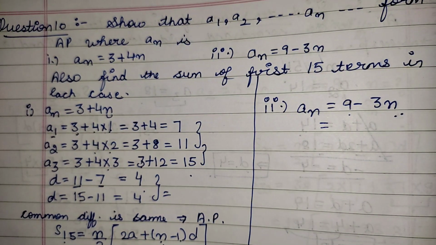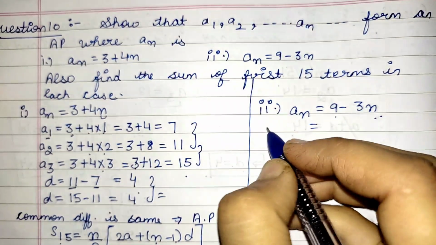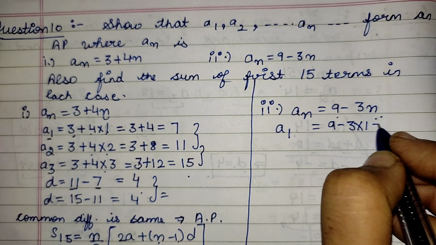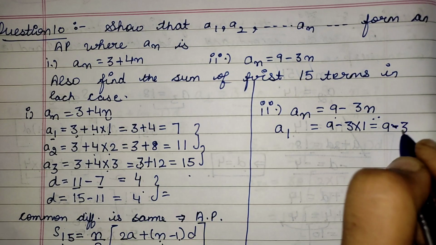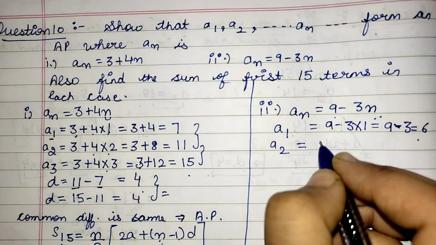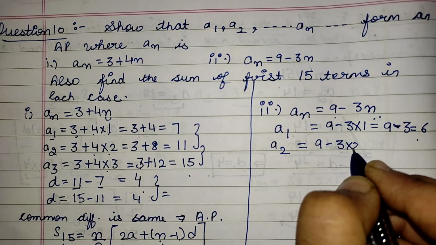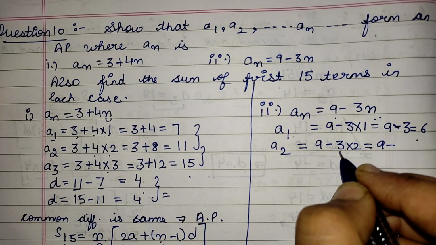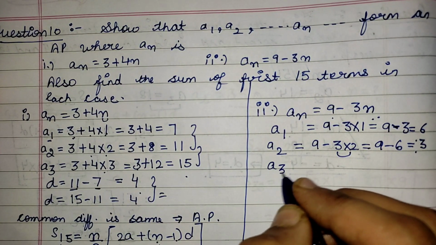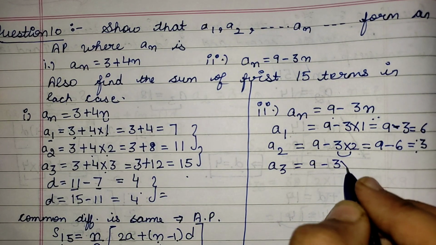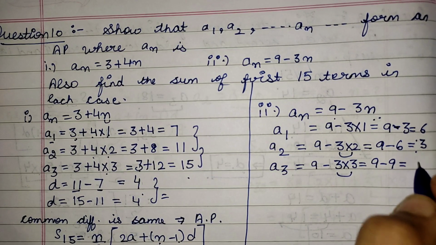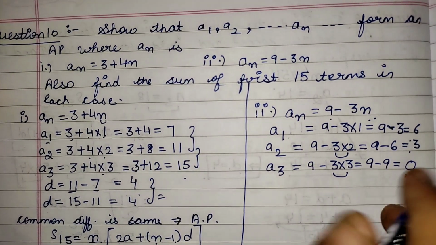9 minus 3n. Similarly, I have to find out the value of A1. A1 is 9 minus 3 into 1, which is equal to 9 minus 3, which is 6. And A2 is equal to 9 minus 3 into 2, which is 3 into 2 is 6, which is equal to 3. And A3 is equal to 9 minus 3 into 3. 3 into 3 is 9, so my answer will be equal to 0.